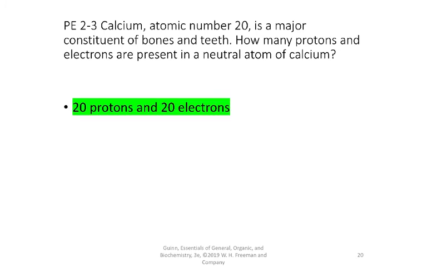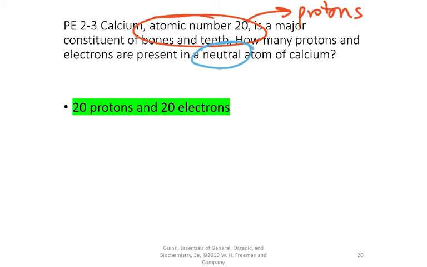All right, so the answer is 20 and 20. How did we get that? Well, remember, atomic number 20 means 20 protons. Atomic number is the number of protons. Protons is atomic number. They're the same thing. So if it's calcium, we automatically know there are 20 protons. Now, how do we know how many electrons there are? The key is that it's a neutral atom, which means the number of protons and number of electrons must be equal because the plus charges and the minus charges cancel out.